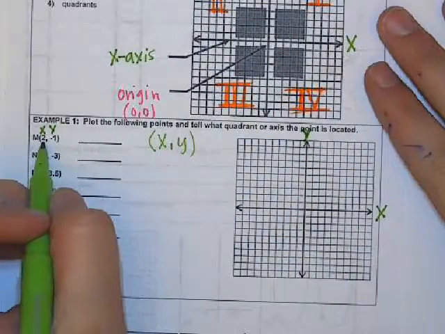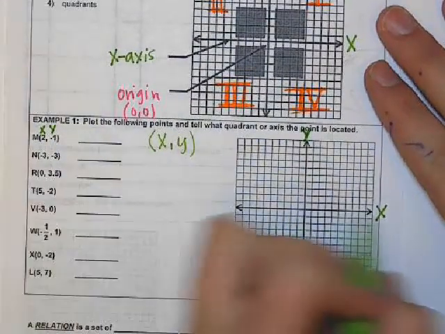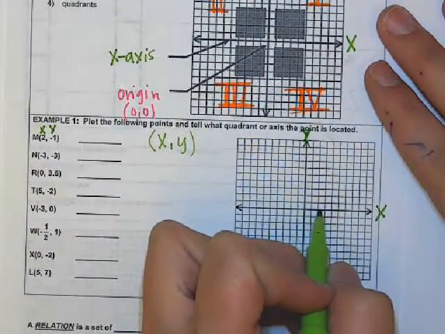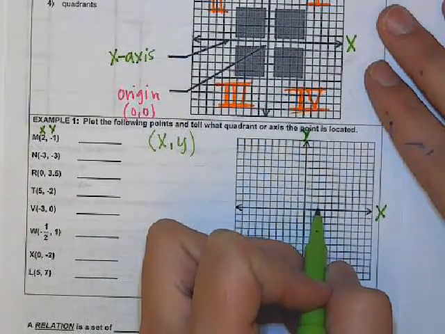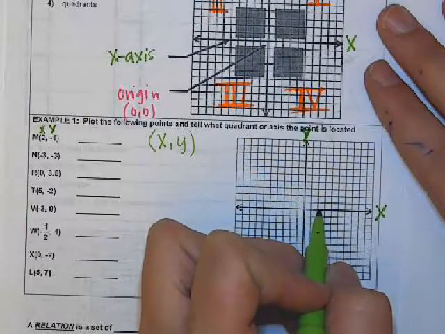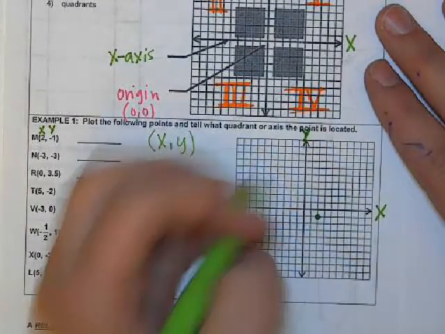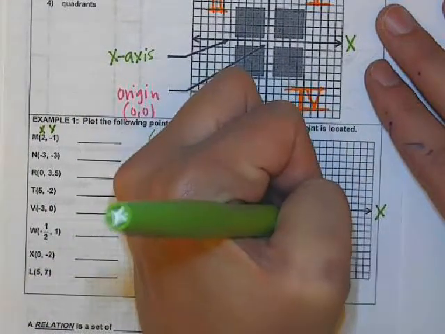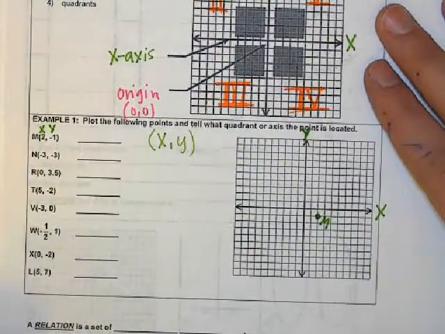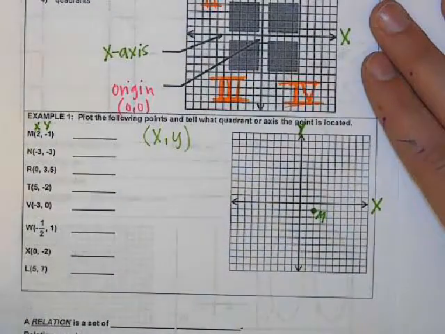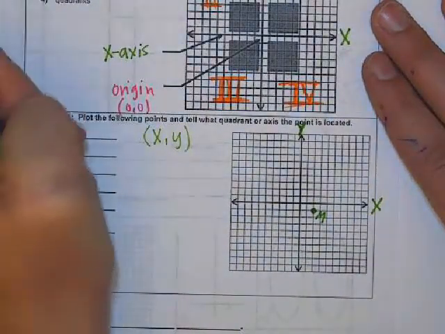I'm going to go to 2, because it's the x-axis, start in the middle, and I'm going to go +2. And then my y is negative. So do you think I'm going to go up or down? Down, because it's negative. And I'm going to plot that in. That's right there. What quadrant is this in? 4. Can I write the number 4?